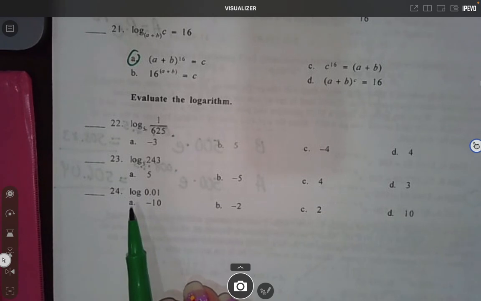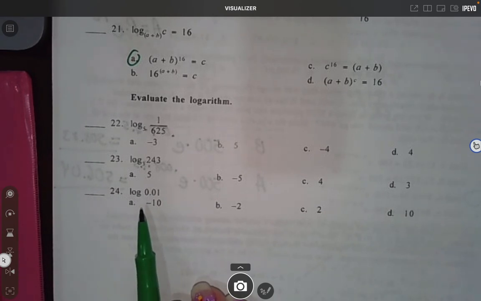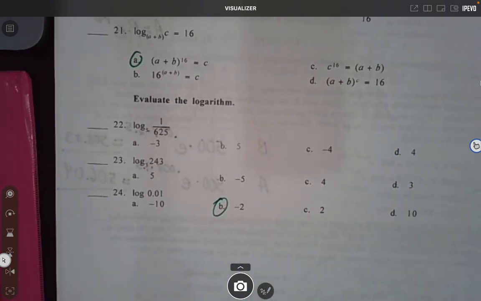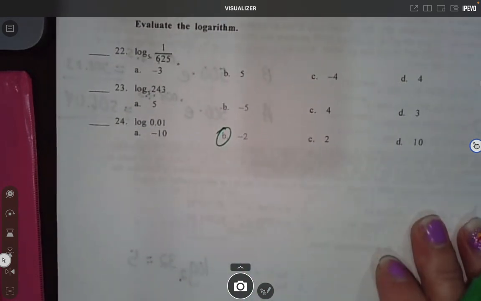You press the log button, 0.01, and it's going to tell you it's, what'd you say? It's B, 24 is B? Yes. Okay. Now the other two, I did teach these yesterday, I just forgot.